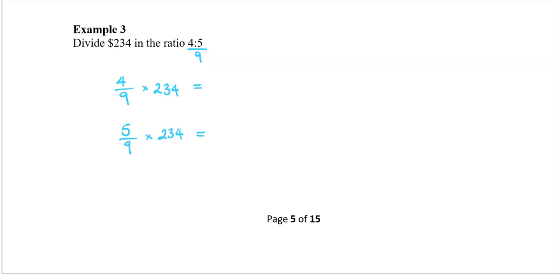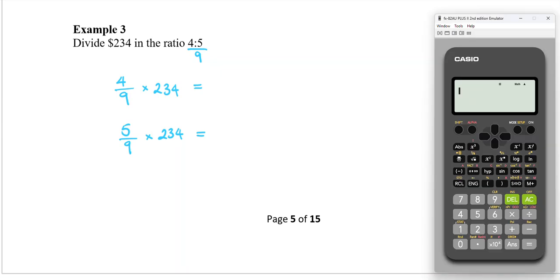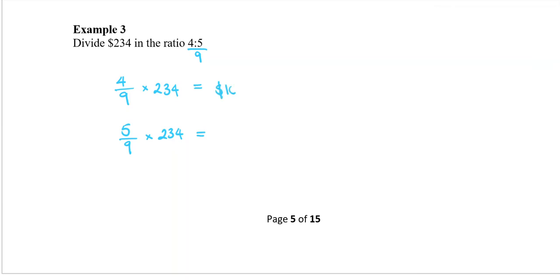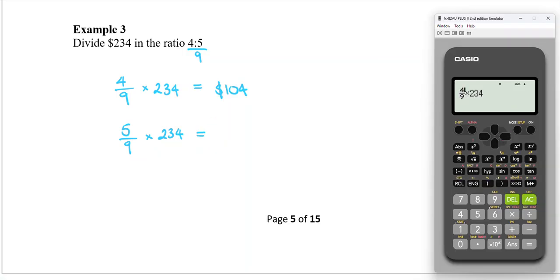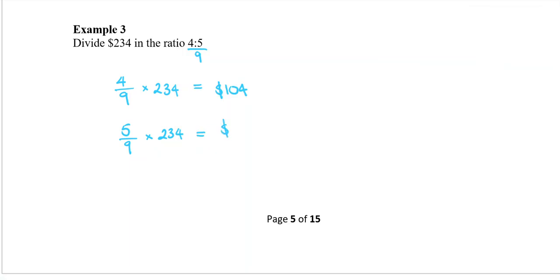Maybe this was shares in a business and they're dividing up their profits. So let's go 4 over 9 times it by 234, and the first person gets $104. The second person gets 5 out of the 9 parts. They are getting $130. Okay, so you need both of those amounts to divide that one up.